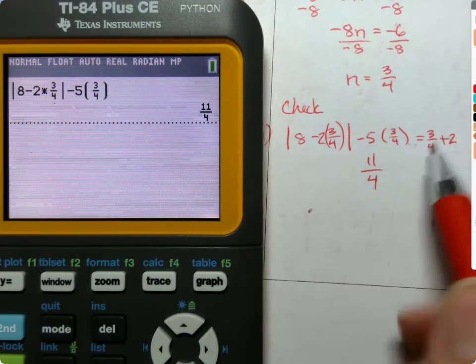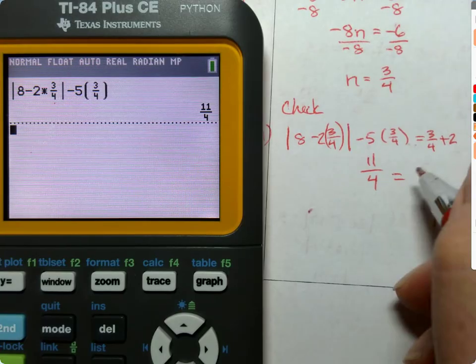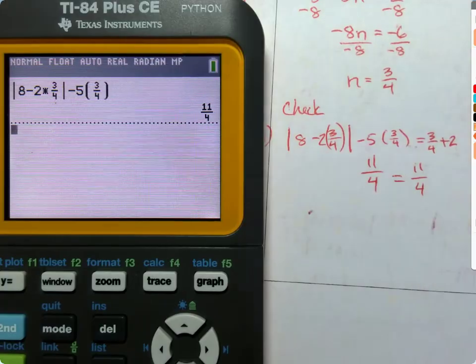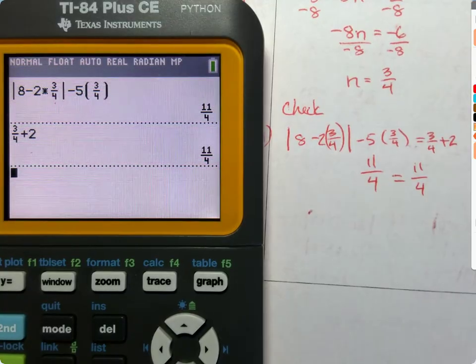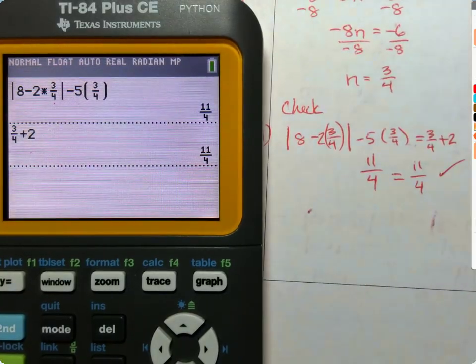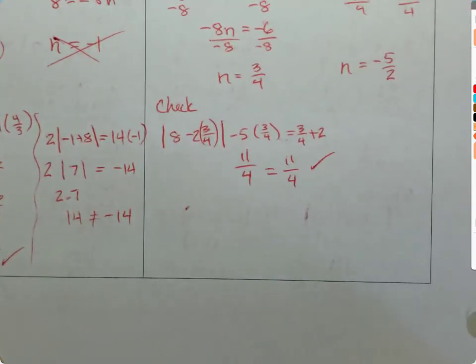So I get on this side 11 over 4. That's all of this. And I want to do 3/4 plus 2. Well, 2 is the same as 8 over 4, which also is 11/4. If you want me to show that to you, again, we would just do 3/4. Make sure you get out of the denominator, plus 2, and there's my 11/4. So the first answer works. I'm happy with that. And then we're going to check the second answer.